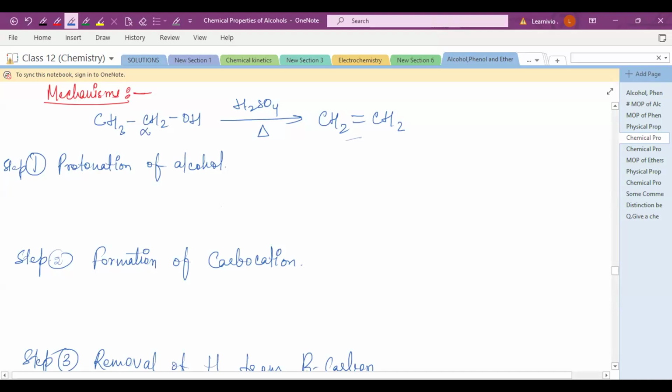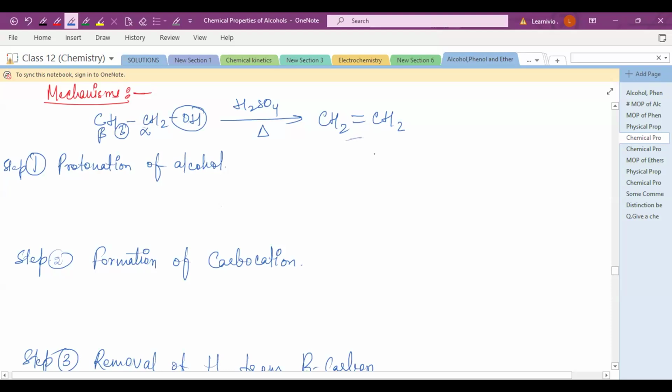And in the presence of acid, H2SO4, what will happen? The dehydration. How will you do the dehydration? The OH group will be removed from the alpha position. From the alpha carbon, what do you have to remove? OH. And this is a beta carbon, so from the beta carbon you have to remove one hydrogen. You remove one hydrogen from the beta carbon and the OH group from the alpha carbon. That's how you will get the alkene.